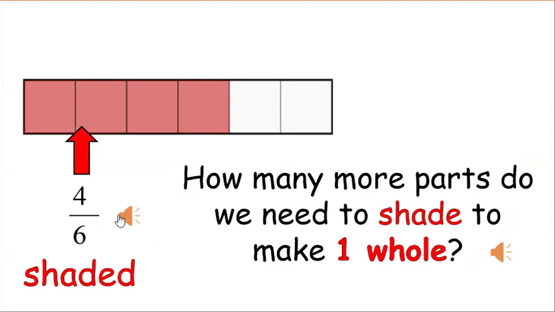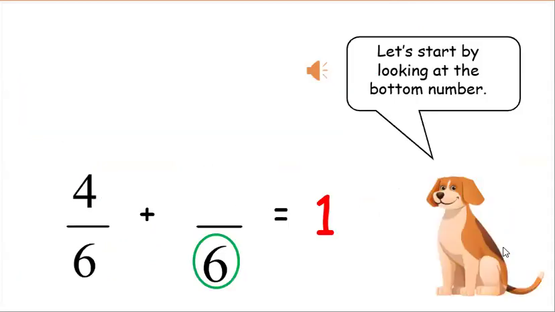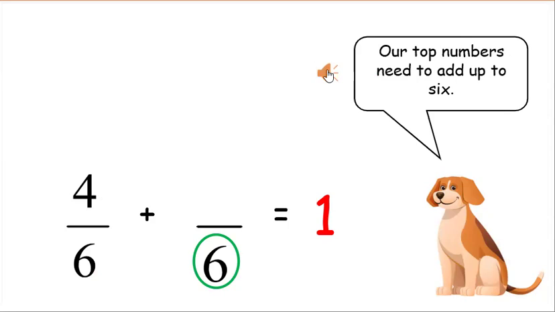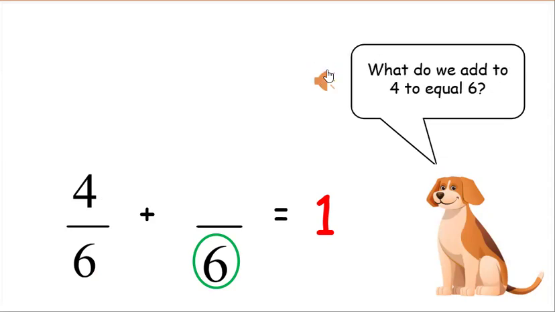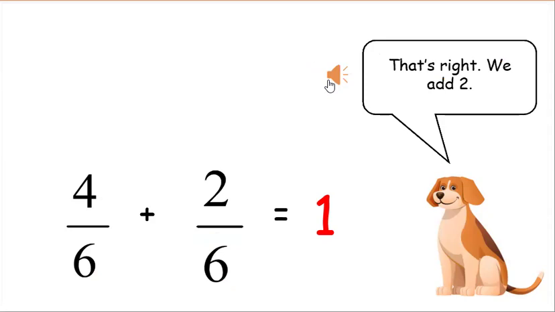4/6 shaded. How many more parts do we need to shade to make one whole? Let's start by looking at the bottom number. Our top numbers need to add up to 6. What do we add to 4 to equal 6? That's right, we add 2.